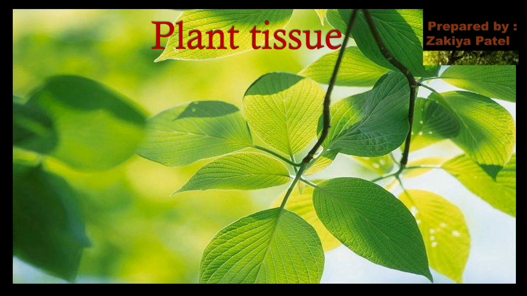In our last video we had learned the definition of tissue. What is tissue? Cells which are specializing in one function are grouped together and they form a tissue. That means a group of cells which are the same in shape and same in function is called a tissue. Today we will learn about plant tissue. So let's start.